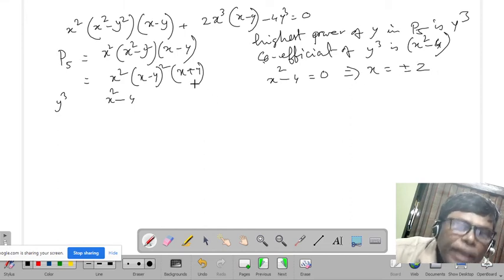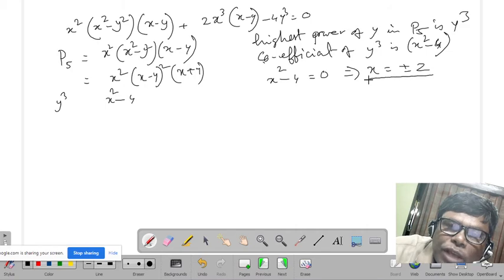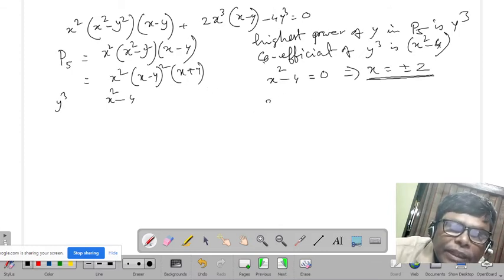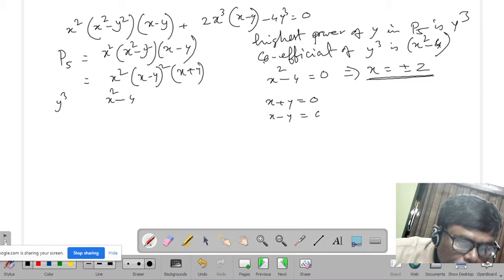Again you see x plus y, so these two asymptotes are parallel to the y axis. Another one is x plus y equals 0 and x minus y equals 0. They are straight lines through the origin.